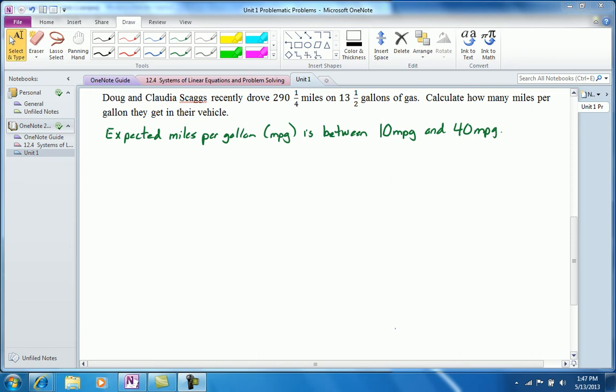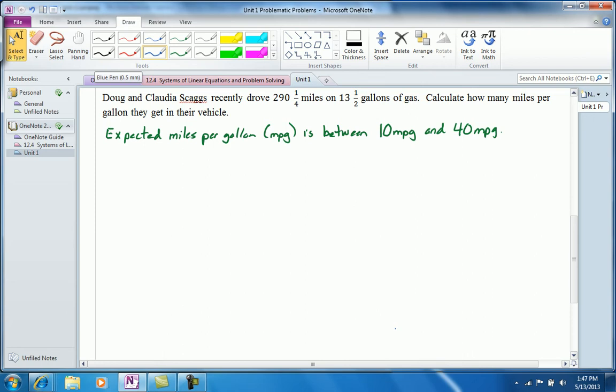That doesn't mean I'm wrong if I get a number less than 10 or more than 40, but since that's much more rare, I would probably go back and check to make sure I didn't make a mistake if that happened. Okay, so now that we know what to expect, a number between 10 and 40, let's continue working.